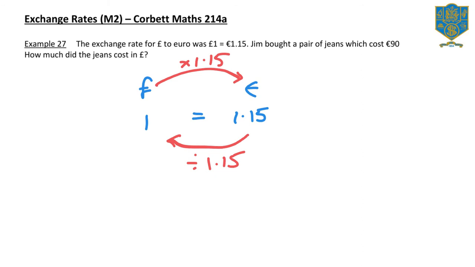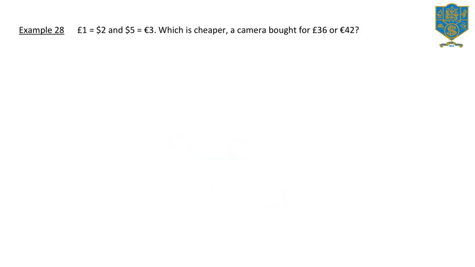So Jim bought a pair of jeans that cost €90. So to get from euros to pounds, we're going to divide by 1.15. So we'll do 90 divided by 1.15. So that's going to cost £78.26. Example 28. So what we've got is that £1 is $2. So the exchange rate from pounds to dollars, we're going to multiply by 2. And from dollars to pounds, we're going to divide by 2.